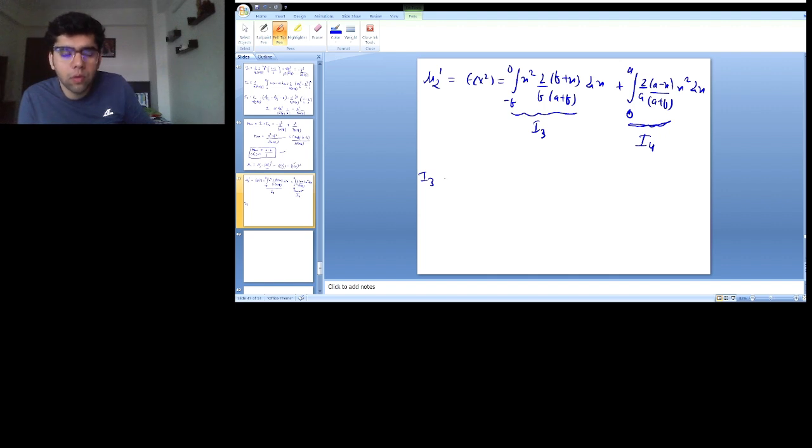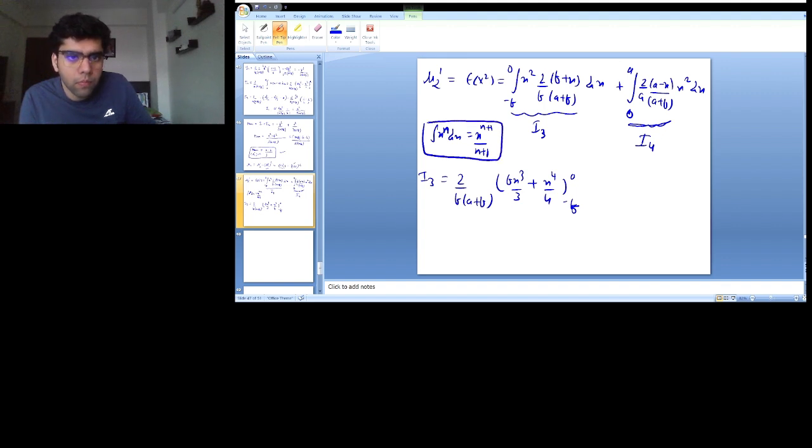For I3 I'll be just taking out 2 upon b, a plus b outside, and integrating this x square b. This gives me b x cubed by 3 plus this is x cubed, so this becomes x to the power 4 by 4. My limits are minus b to 0. I'm just using this formula. The formula for integrating x to the power n dx gives me x to the power n plus 1 upon n plus 1. I'm just using this formula here so that you don't get confused. So yeah, so this becomes 2 upon b, a plus b.